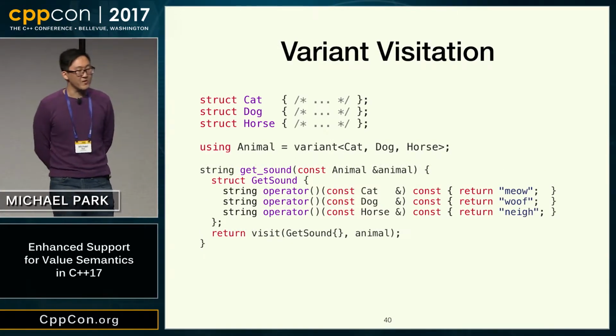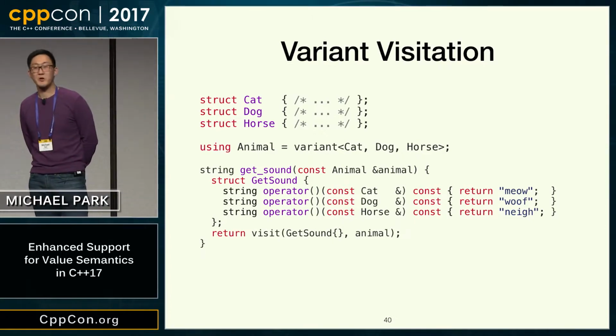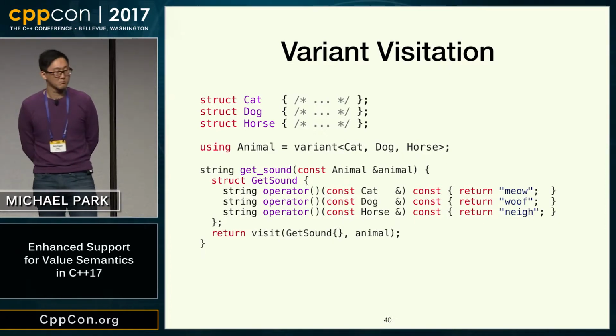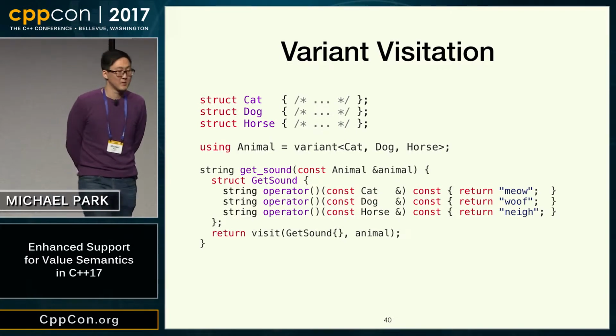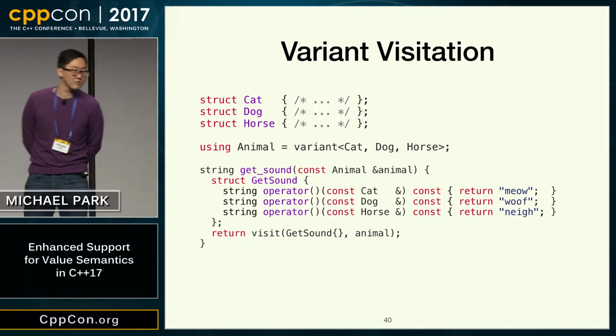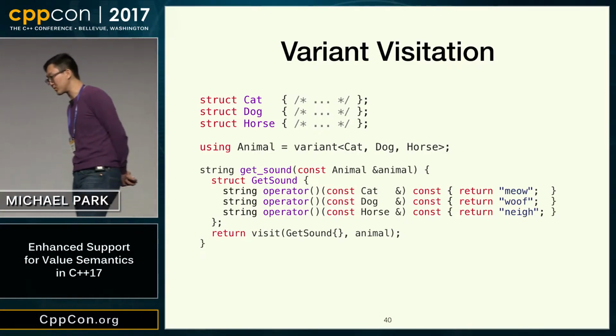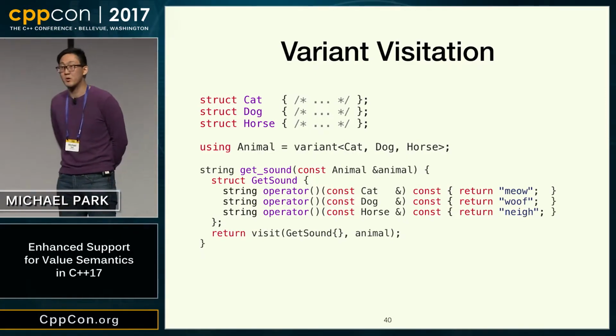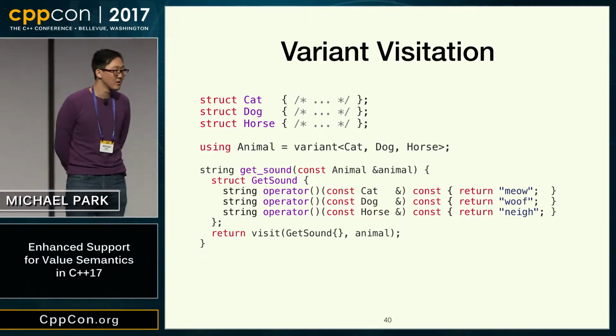So here's what it looks like with variant. We have cat, dog, horse, variant of cat, dog, horse. We're done. We implement the getSound function. We use the visit function, which allows us to write essentially the same code as what we were writing for visitors.